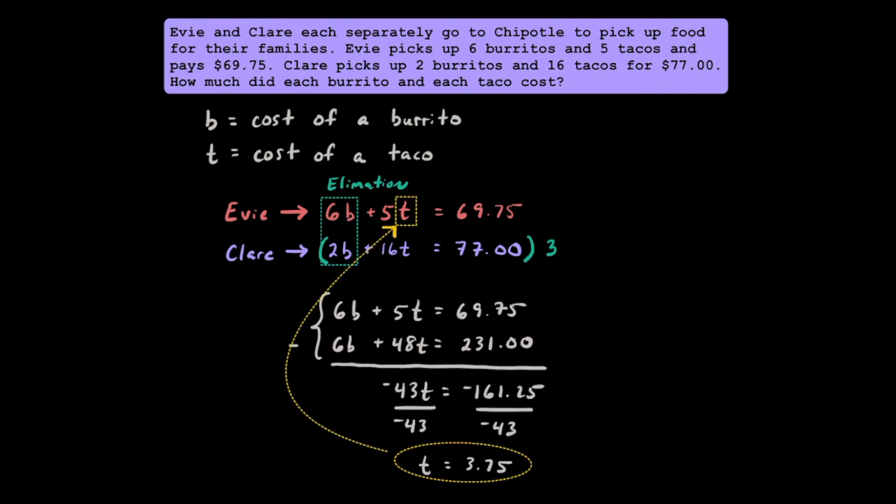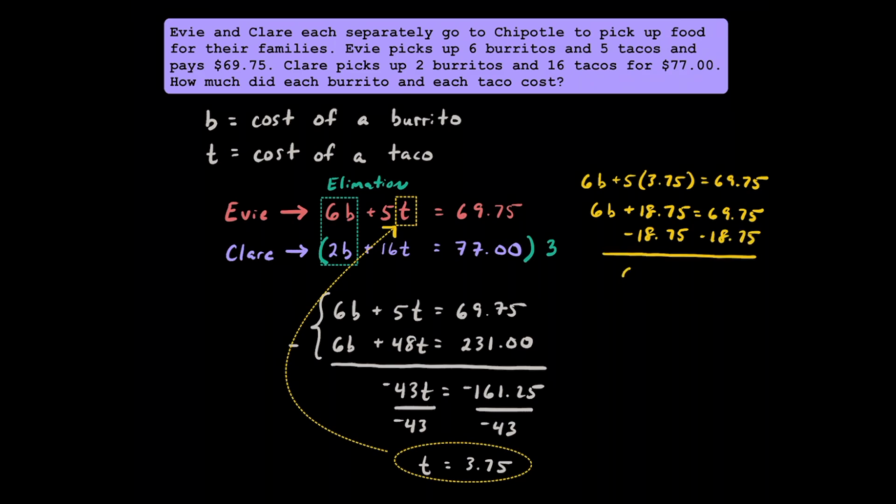Let's substitute this value in to find the cost of a burrito. When we substitute, we're going to get 6b plus 5 times $3.75 is equal to $69.75. 5 times 3.75 is going to be $18.75, so we have 6b plus $18.75 is equal to $69.75. Let's subtract $18.75 from the left side and subtract $18.75 from the right side.